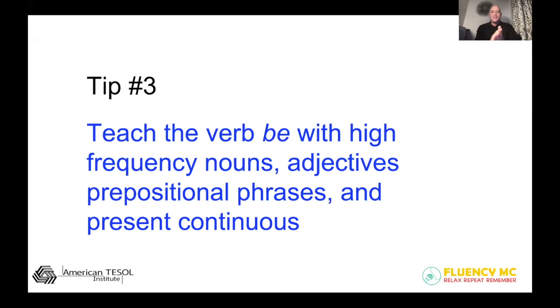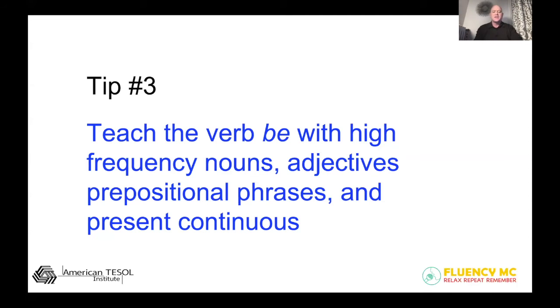Tip number 3, teach the verb be. Usually first, right? Almost always, with high frequency nouns, adjectives, prepositional phrases, and the present continuous. So I strongly believe that when you start with be, you're really thinking about not so much the form is important, but getting that form out there through, okay, what are the most high frequency nouns? You can look at lists like the Coco. You can think about who your students are.